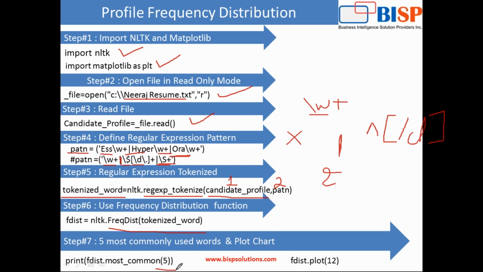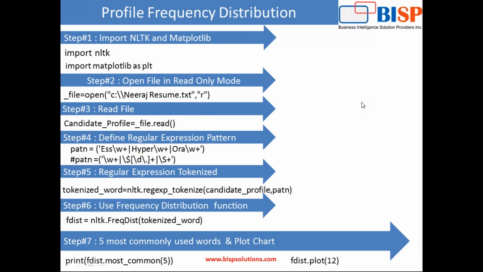Then I'm going to display top five. Probably top five make no sense because we apply filter on 3, so you could display common 3 words and plot these 3 words so that we can see number of times they are being used in my profile. Let's do this practically step by step.